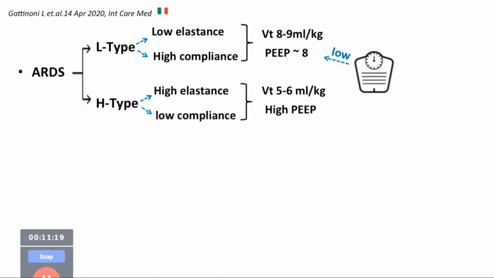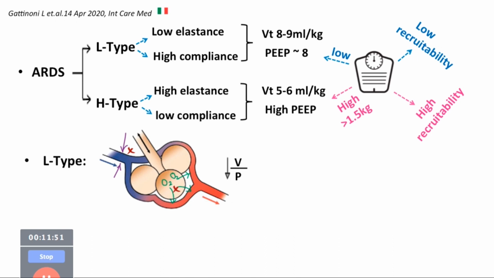In L type, they found that the weight of the lungs is low, which means the lungs are not flooded with exudative infiltrates to increase the weight. And the H type, which is the conventional ARDS, has alveoli flooded with inflammatory exudates, so you have heavy lungs, more than 1.5 kg. In the L type, where compliance is normal, there are no recruitable lungs, because there is no flooding of alveoli. The conventional ARDS, the H type, has recruitable lungs because the alveoli are flooded with inflammatory exudates.